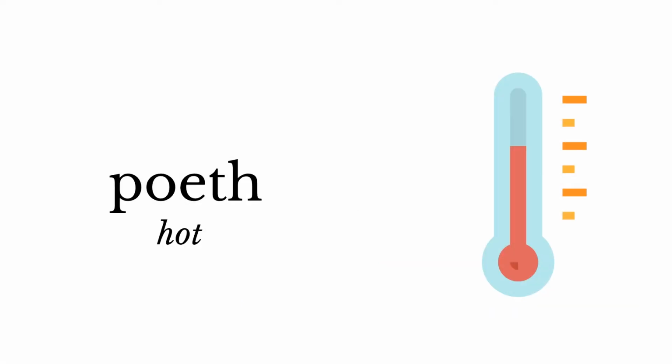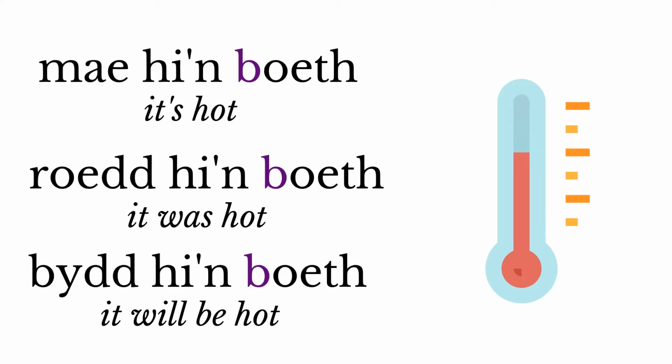Poeth. Hot. Mae hi'n boeth. It's hot. Roedd hi'n boeth. It was hot. Bydd hi'n boeth. It will be hot. You'll notice the letters in purple have changed. The word poeth has become boeth. This is an example of the soft mutation or treiglad meddal. Mae hi'n boeth.